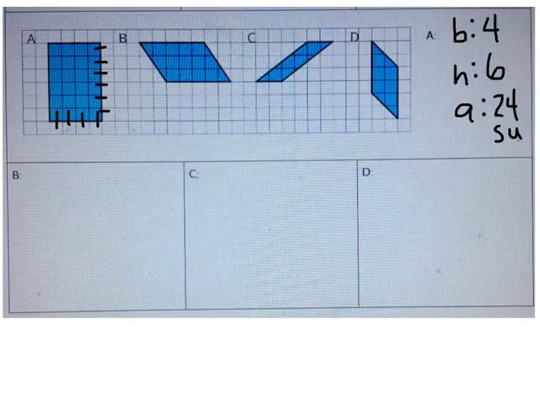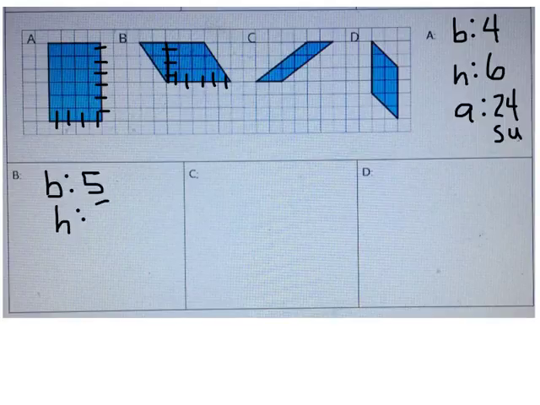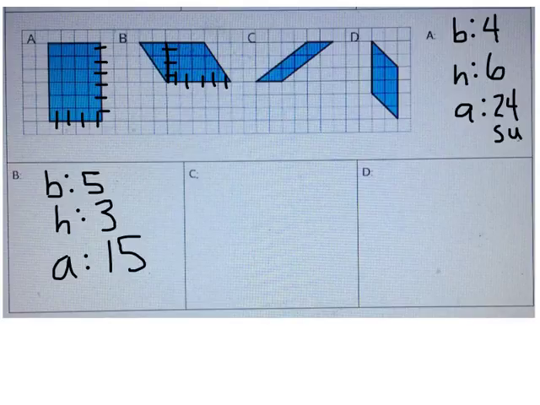Now let's find the area of parallelogram B. What's the base of parallelogram B? It's 1, 2, 3, 4, 5. What's the height of parallelogram B? It's 1, 2, 3. So what's the area? It's 15.